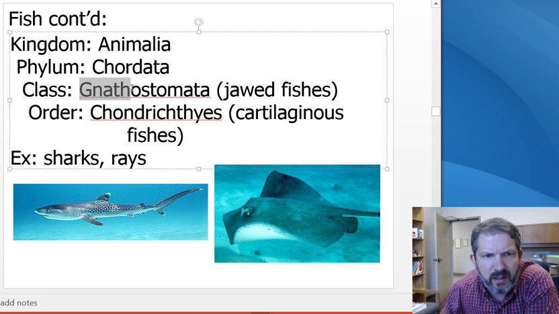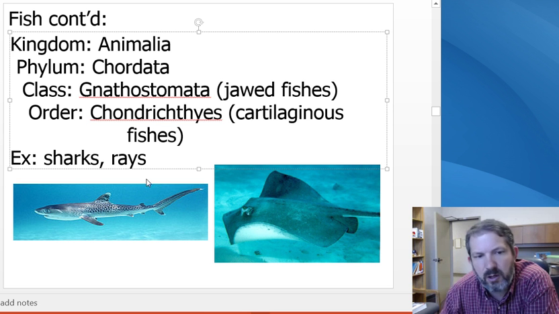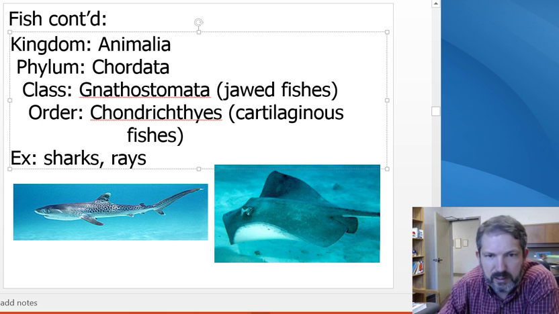But gnathal, that's a weird word. What does it even mean? Does it mean jaw? Not even sure. But jawed fishes includes two orders, chondrichthyes and osteichthyes. Ichthyes means fish. Chondra is referring to cartilage, so cartilaginous fishes. Fish that don't have a bony skeleton, they have cartilage skeletons, so sharks and rays. These are more primitive and have been around for a longer time than the osteichthyes.